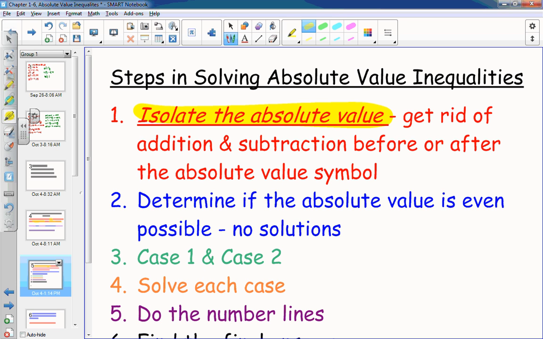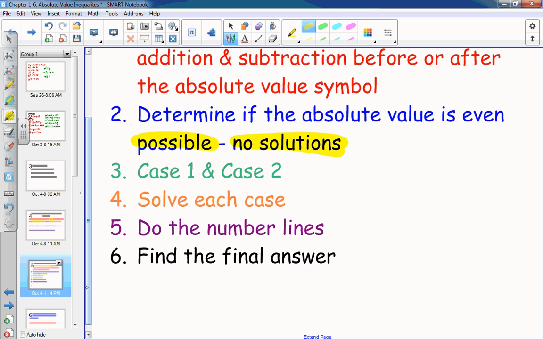Determine if the absolute value is even possible. Remember, we talked about this. Look to make sure for common sense things. Look for, can a positive ever be less than a negative? Well, no, a positive can't be less than a negative. If a positive is less than a negative, then that's never a true statement, so we don't have a solution there. We still have case 1 and we still have case 2.